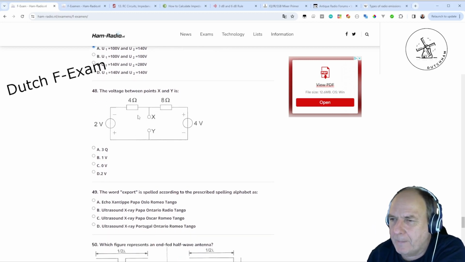So the voltage between point X and Y is... they are in series. So we have 12 ohms, and we have 6 volts, so we get half an amp. So there's 4 volts.